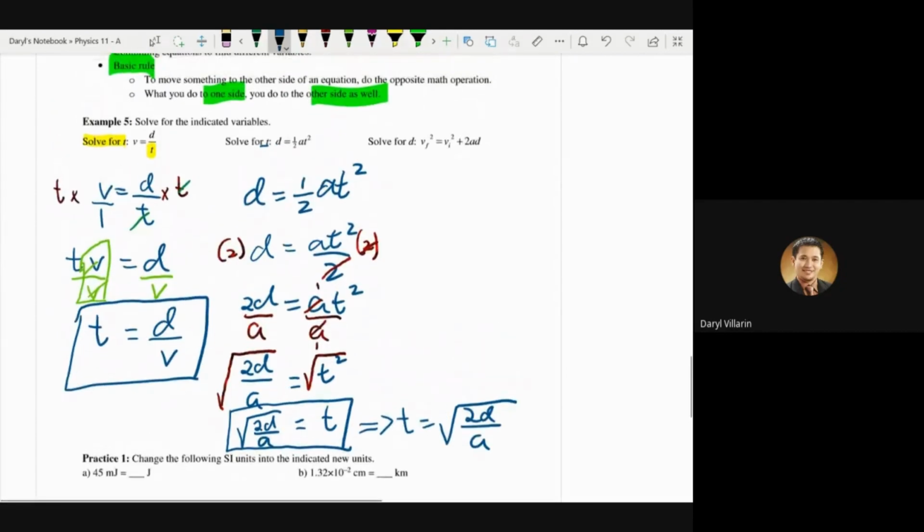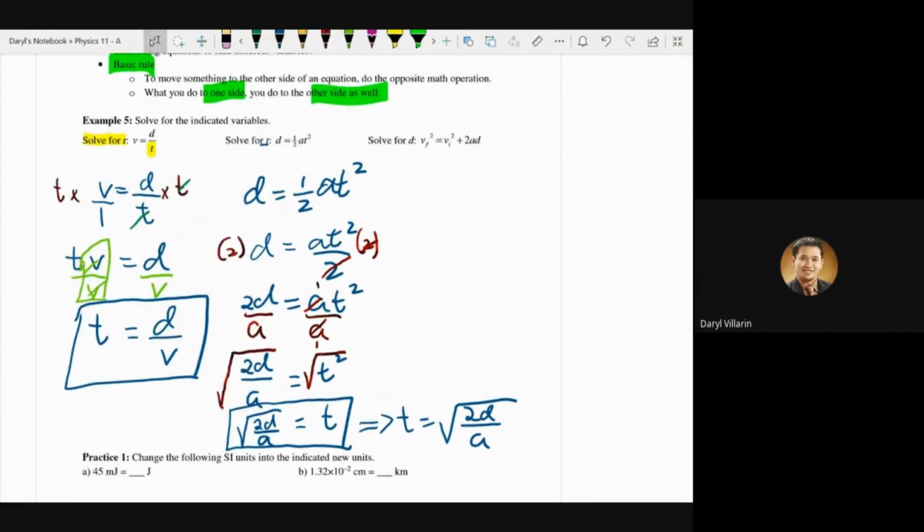And for the last one, we have here solving for d. This is another kinematic equation. This is an equation for objects moving with constant acceleration, okay? But we need to solve for d. So I'm just going to write it again. Vf squared is equal to Vi squared plus 2ad. So again, the first thing I'm going to do is try to separate everything, both the variable and the constant, from my d.